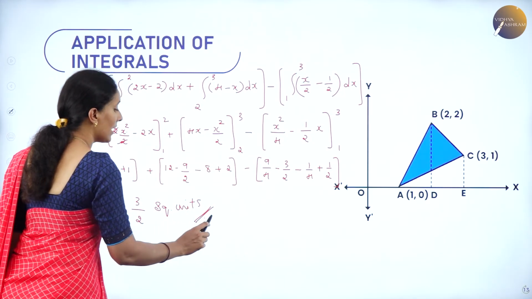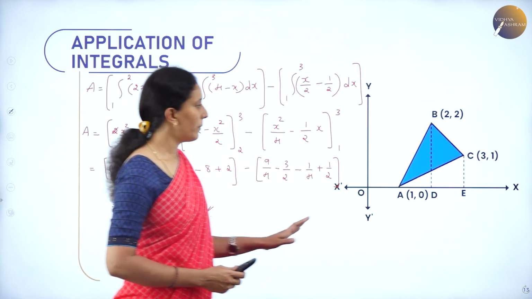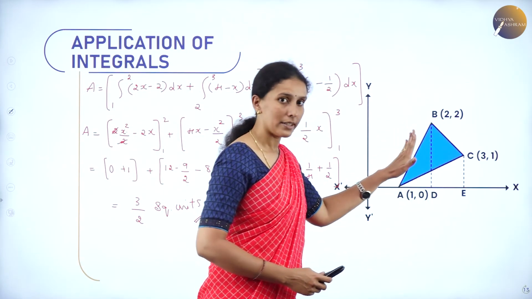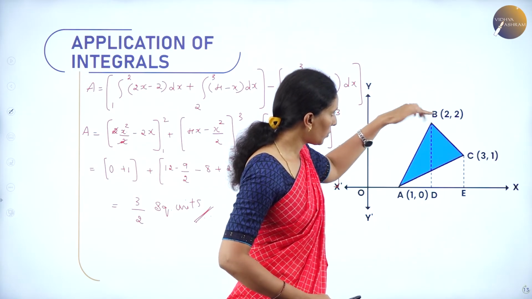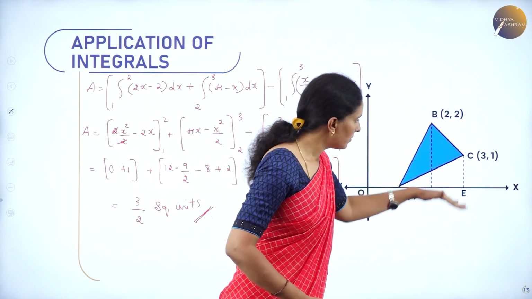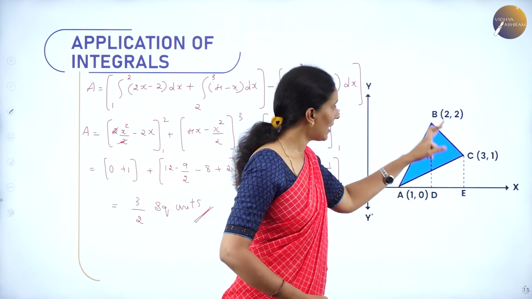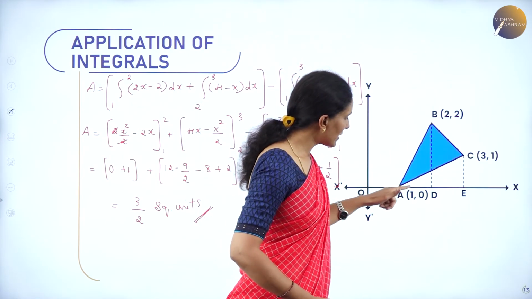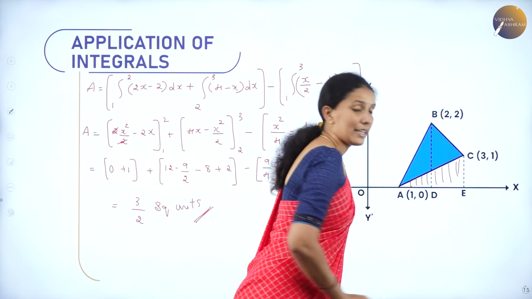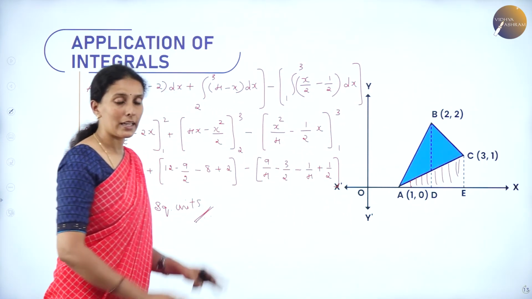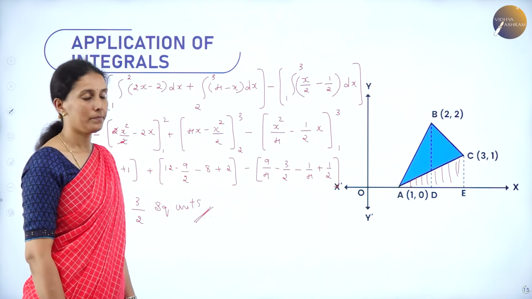This is the region bounded by the triangle ABC. So first you will take the region from A to B, that is from 1 to 2, plus the region below the curve BC, that is from 2 to C. Then you will subtract the region below the curve AC. Then only you will get the total area bounded by the triangle.